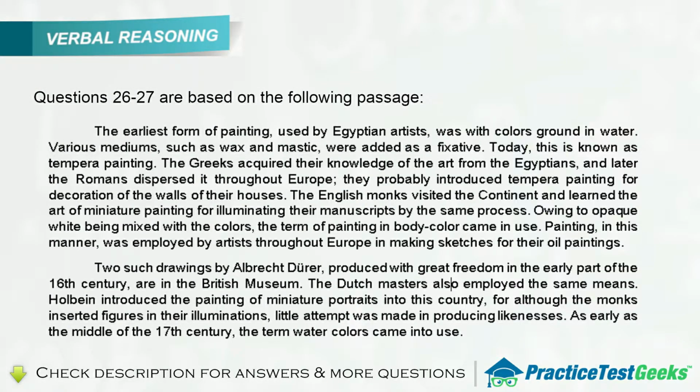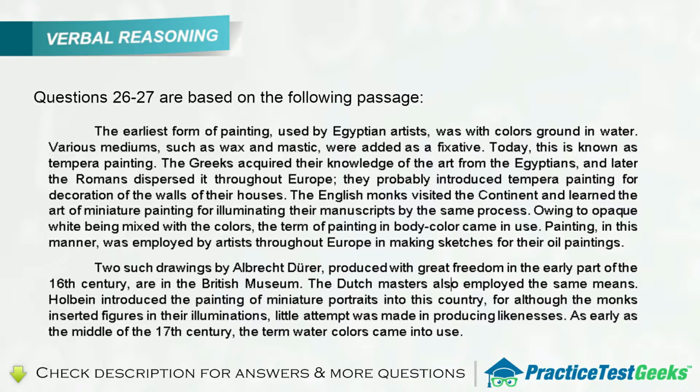Questions 26 to 27 are based on the following passage. The earliest form of painting, used by Egyptian artists, was with colors ground in water. Various mediums, such as wax and mastic, were added as a fixative. Today, this is known as tempera painting. The Greeks acquired their knowledge of the art from the Egyptians, and later the Romans dispersed it throughout Europe. They probably introduced tempera painting for decoration of the walls of their houses. The English monks visited the continent and learned the art of miniature painting for illuminating their manuscripts by the same process. Owing to opaque white being mixed with the colors, the term of painting in body color came in use.